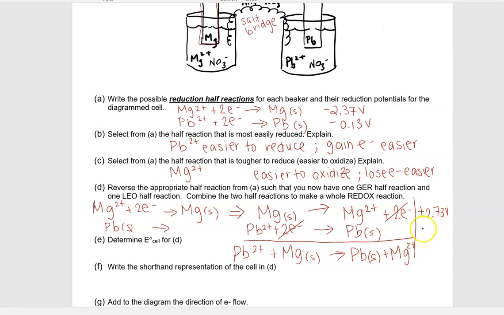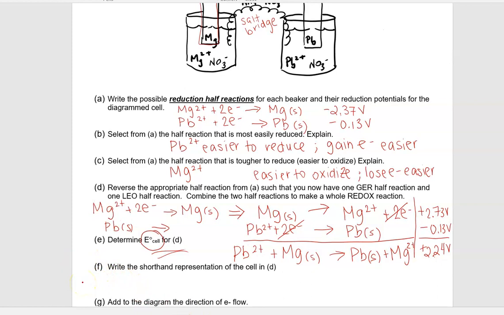And I didn't keep with this information. I'll rewrite that up here. So it then asks you to determine your actual voltage of that E cell. So the E cell, you can add the information up and you get positive 0.24 volts. So that's that information right here. So because it's positive, it is considered a spontaneous reaction.